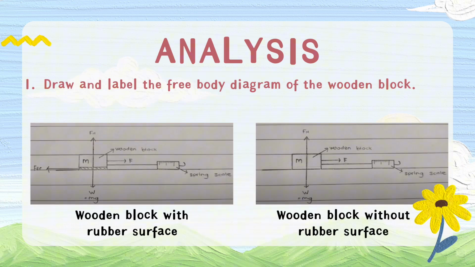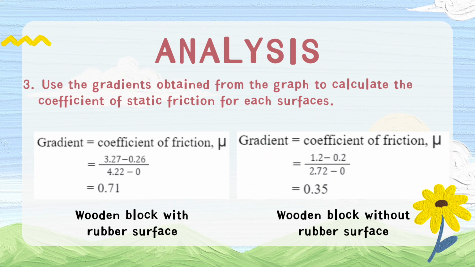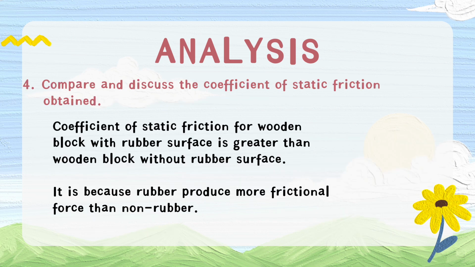Analysis. Number 1. Draw and label the free body diagram of the wooden block. Second, plot graph of static friction force against normal force for the rubber surface and the non-rubber surface. Third, use the gradients obtained from the graph to calculate the coefficient of static friction for each surface. Number 4. Compare and discuss the coefficient of static friction obtained. Coefficient of static friction for wooden block with rubber surface is greater than wooden block without rubber surface. It is because rubber produces more frictional force than non-rubber.